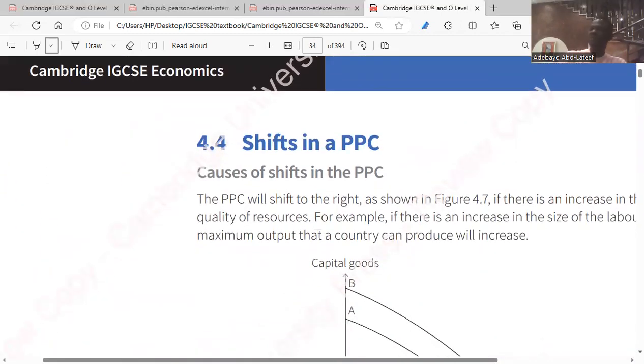Now, shift in the PPC. Remember I said there's movement along the PPC. Movement along the PPC means that there's opportunity cost. But shift in the PPC means an outward shift. An outward shift in the PPC is as a result of an increase in resources. If a PPC curve is shifting outward, it means there's availability of raw materials. It means there is advancement in technology. It means there's government subsidy. More capital goods are produced.